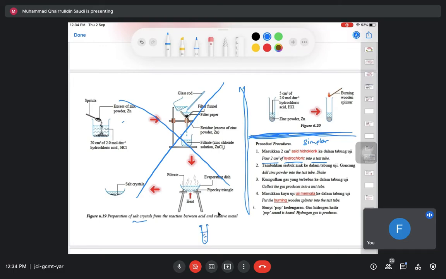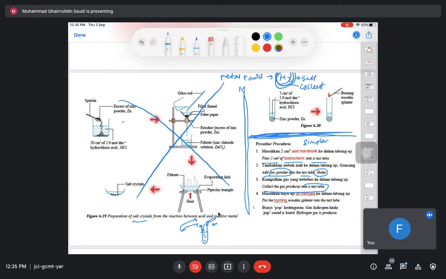Okay, next, what should we do? We will add zinc powder. Metal selalunya in solid form. So you add zinc powder into the test tube and then you shake the test tube. Next one, we know that metal, when we react with acid, we will have hydrogen gas and salt. So we should collect this hydrogen gas as well. So collect the gas produced into a test tube. Maksudnya we have another test tube here to collect the gas.